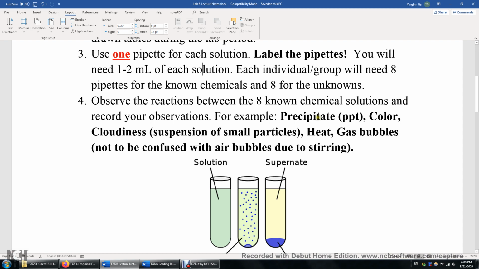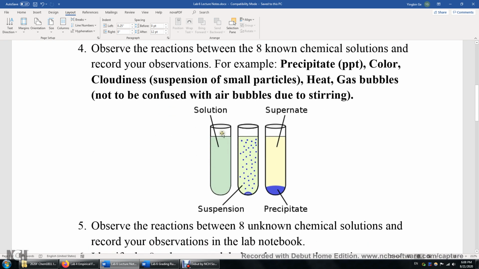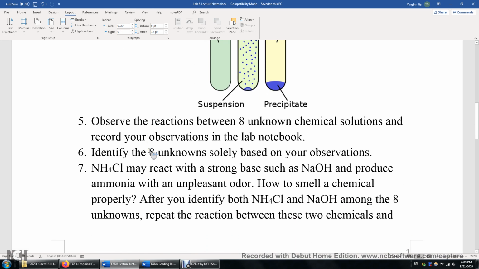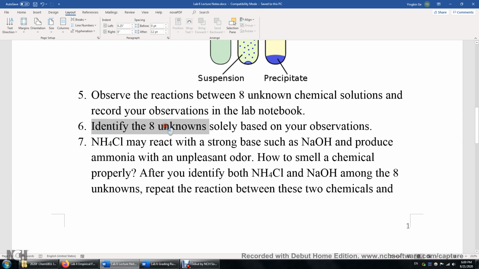Now, what's the difference between precipitate and cloudiness? So this is a clear solution. But sometimes when chemicals react, they may form tiny particles suspended in the solution. It's also called cloudiness. If the cloud is white, just record white cloudiness. Sometimes you form larger solid particles with a high density, and these particles sink to the bottom of the container. We call that precipitate. So again, record those reactions in your notebook. Later, you will identify the 8 unknown chemicals solely based on your observations.